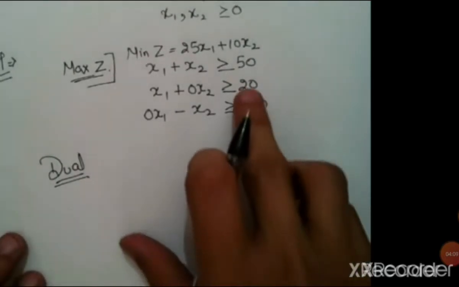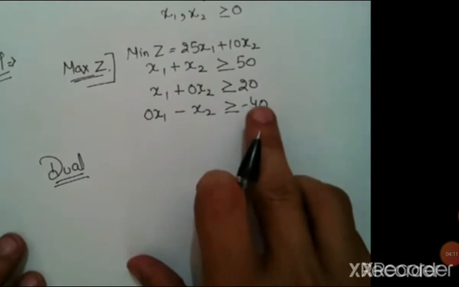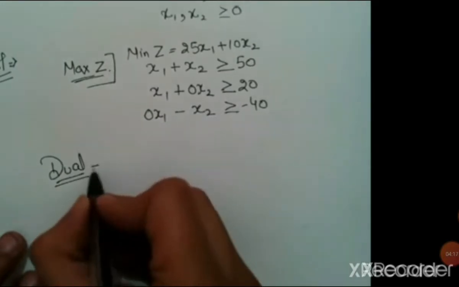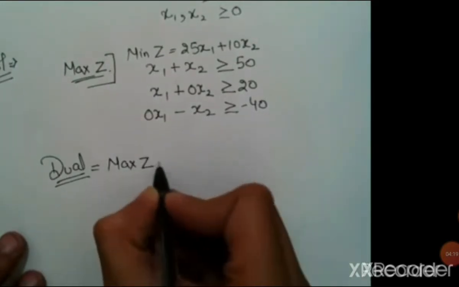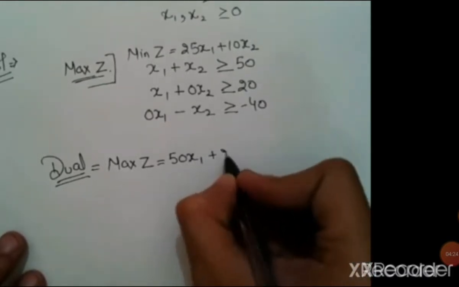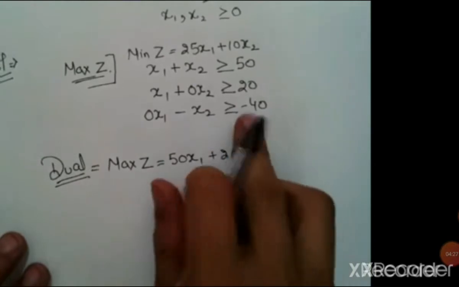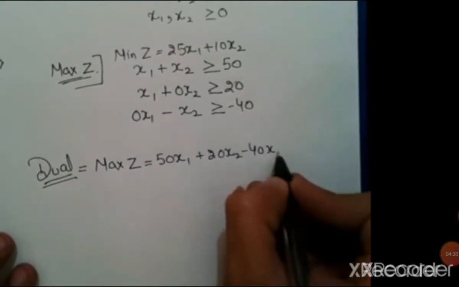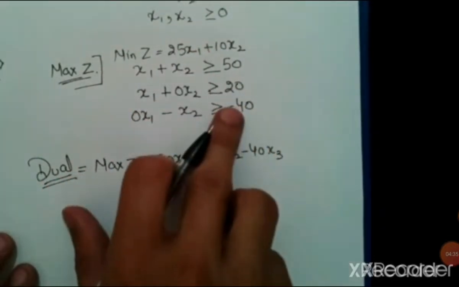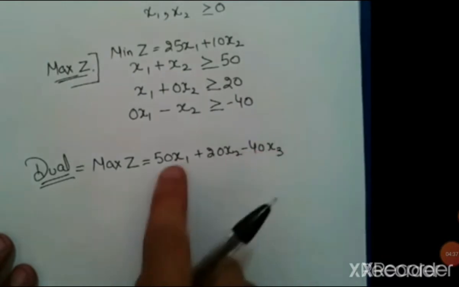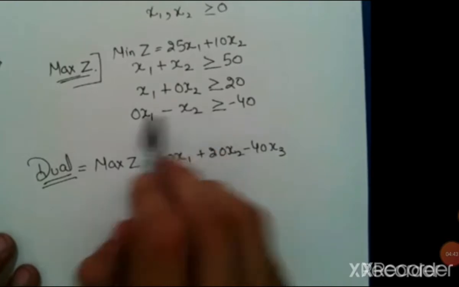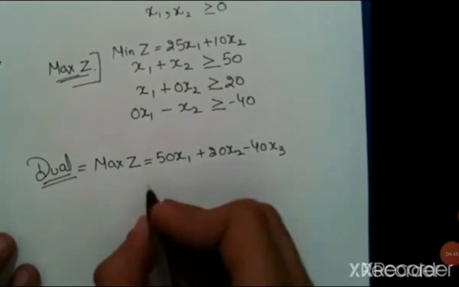Then we'll see the dual of the first problem. What is the dual? Maximize 50x1 plus 20x2 plus minus 40x3. The right hand side becomes the objective function in the dual, and the objective function becomes the right hand side in the dual.